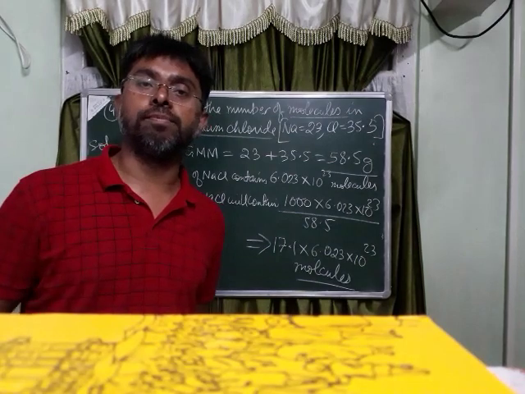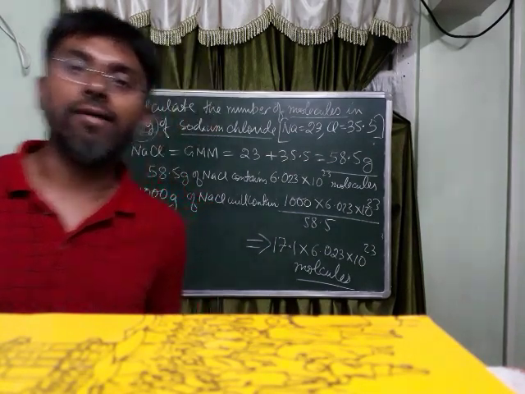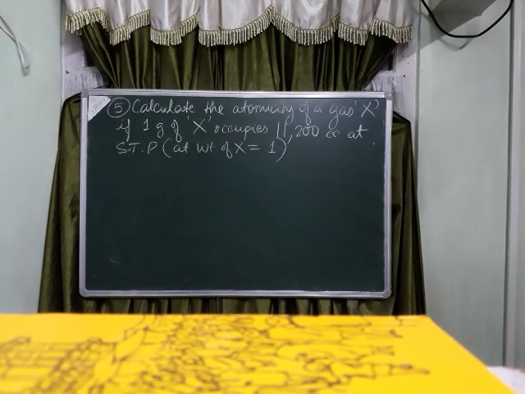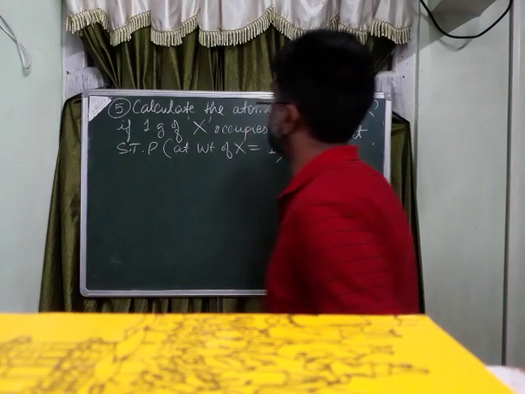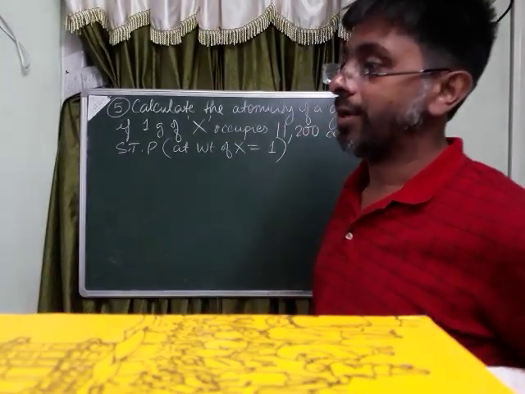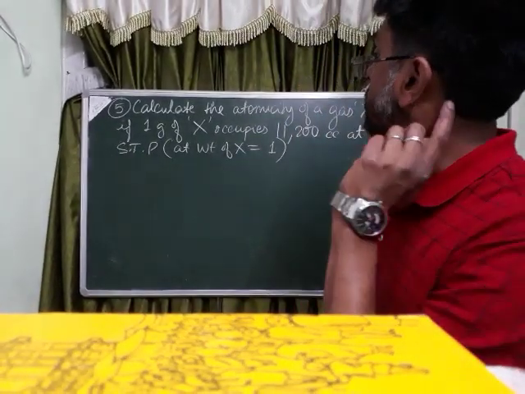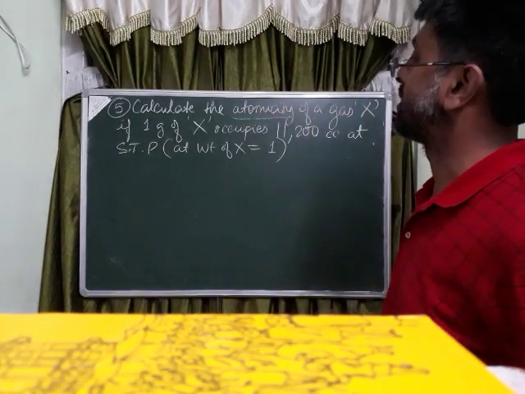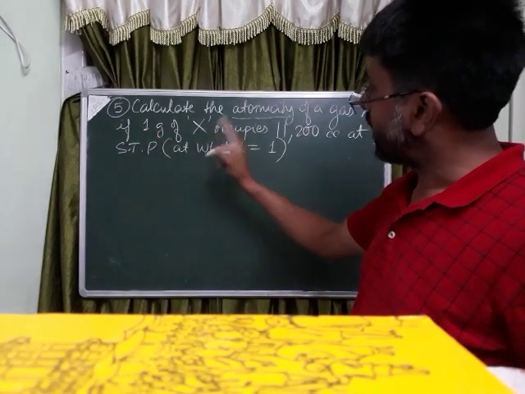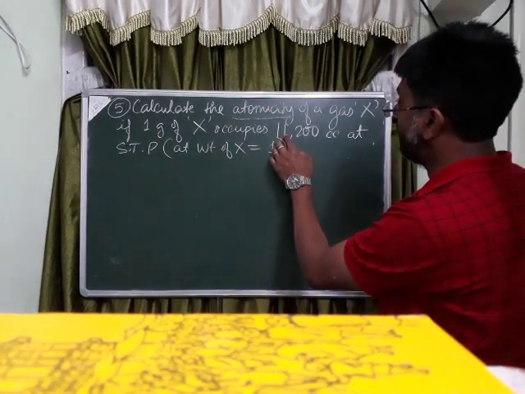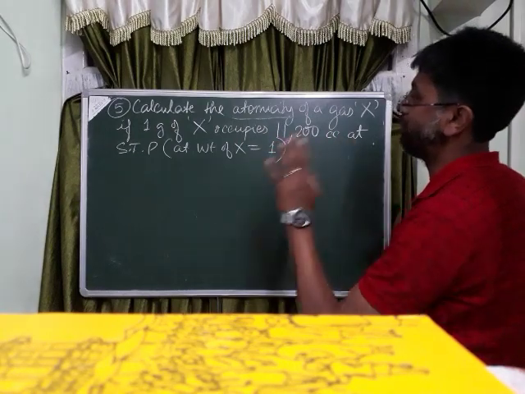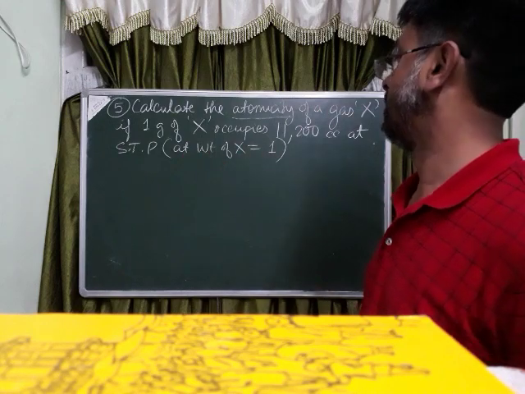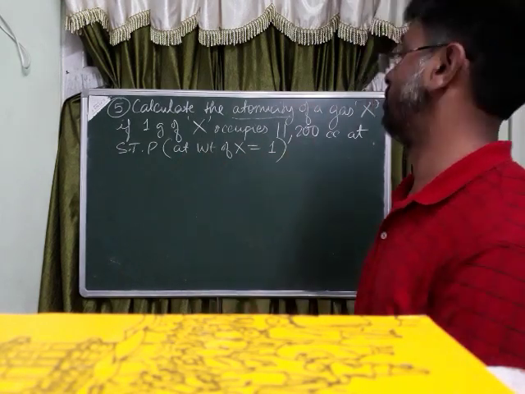Now let us go to the fifth sum, fifth problem based on mole concept and Avogadro's number. Please copy this question. Calculate the atomicity of a gas X if 1 gram of the gas X occupies 11,200 centimeter cube at STP, and it is also given atomic weight of X is equal to 1. Atomic weight of X is given as 1 gram.